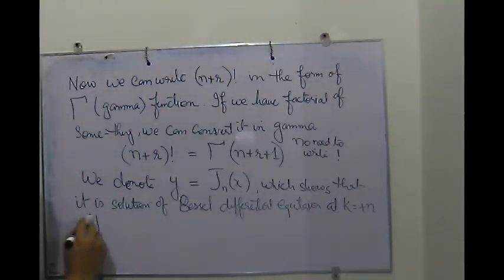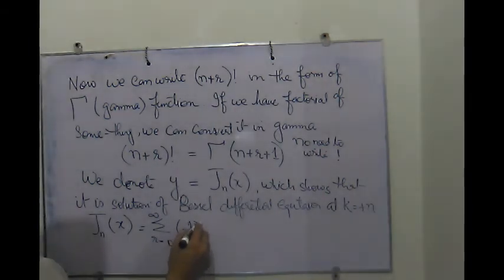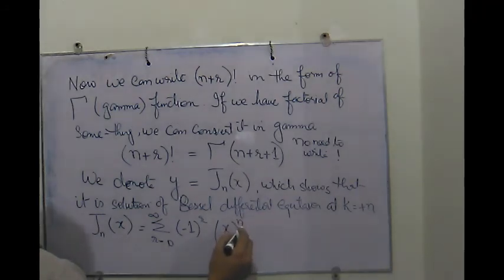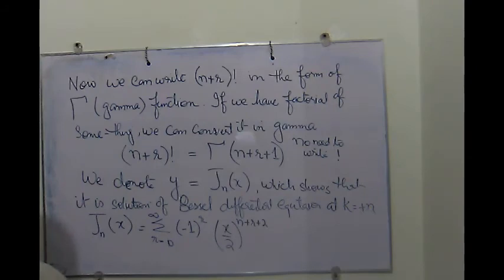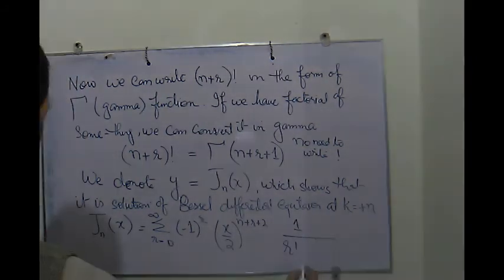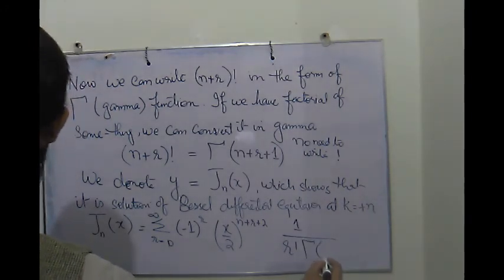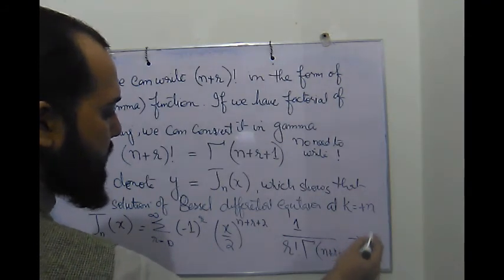So we can write the solution now as Jn of x is equal to summation r is equal to 0 to infinity, minus 1 raised to the power r, x upon 2 to the power n plus 2r, 1 upon r factorial gamma n plus r plus 1. We call it equation number 7.